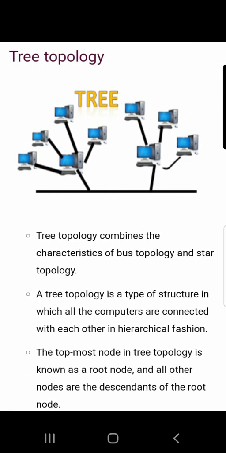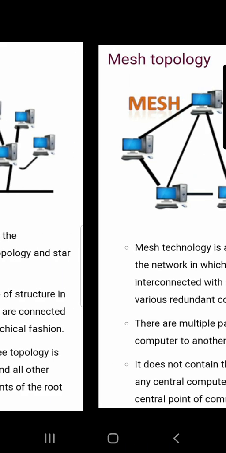Next, tree topology. Just like the hierarchical format of a tree, all the PCs are connected here. With the help of the diagram, you can see branches and leaves, just like a tree. Tree topology combines the characteristics of bus topology and star topology. That means you can see both the qualities of bus as well as star topology.